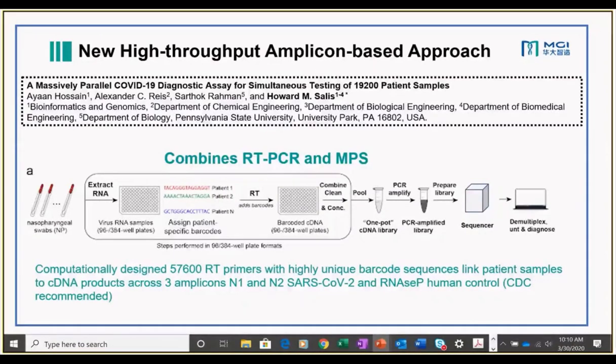We are working with Dr. Salis to evaluate the approach on DNBSEQ platforms. And as the data becomes available, we will be presenting that in the near future.